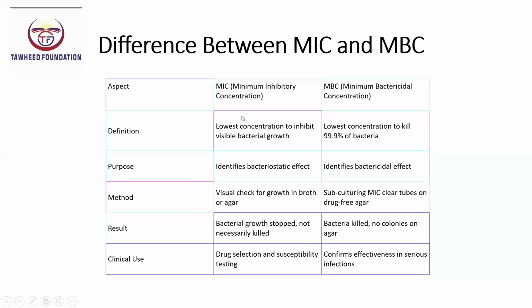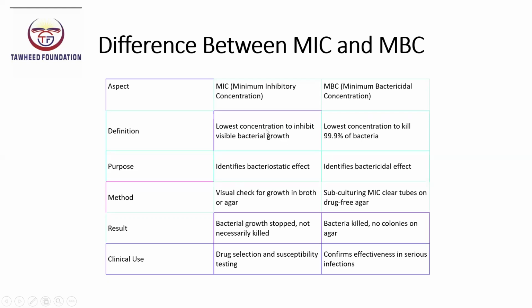So here, as you can see, the distinction between MIC and MBC. The aspects are definition, purpose, method, result, and clinical use. These are the terms compared for MIC and MBC. Definition: MIC is the lowest concentration to inhibit visible bacterial growth. MBC is the lowest concentration to kill 99.9% of bacteria. So here you can see the difference. MIC will only inhibit bacterial growth, whereas MBC will kill the bacteria. These words are important: inhibit and kill.